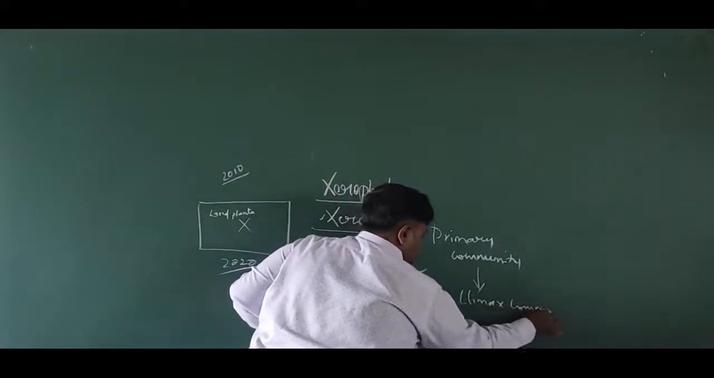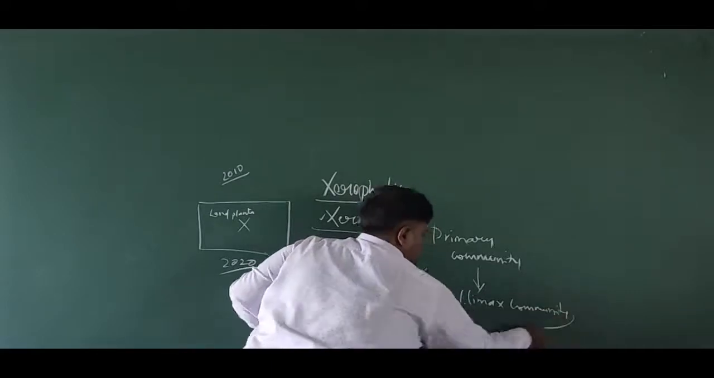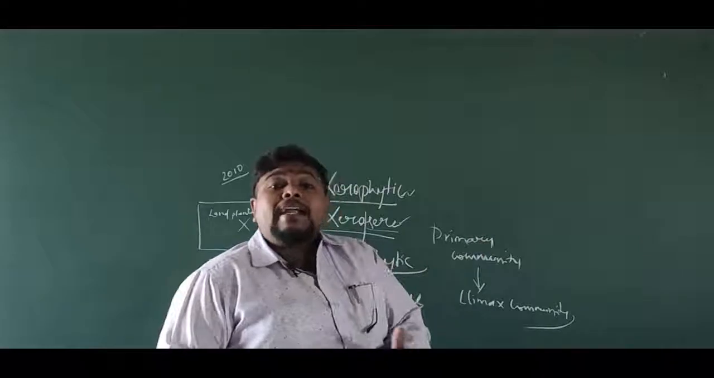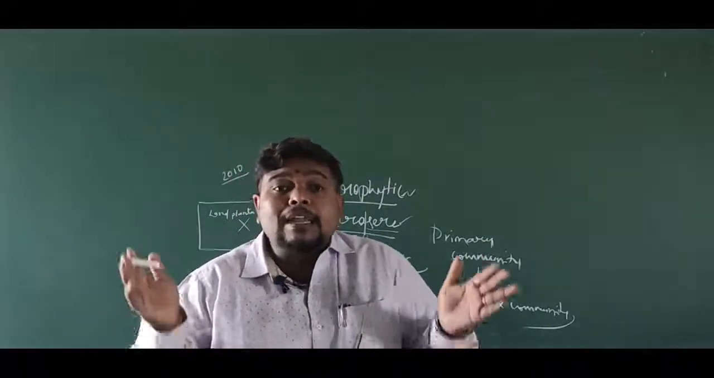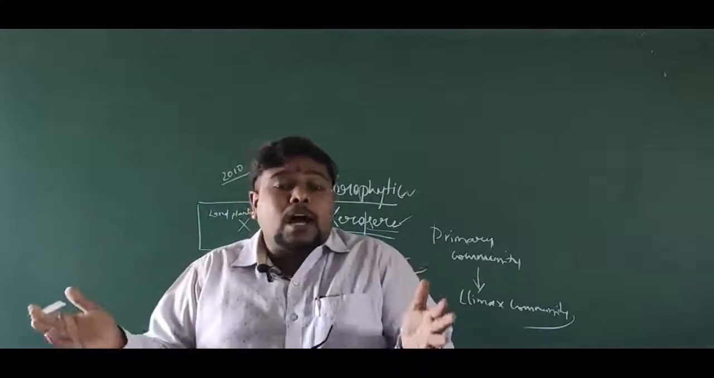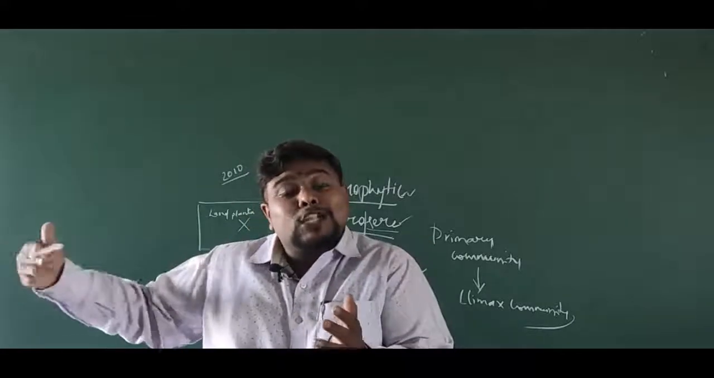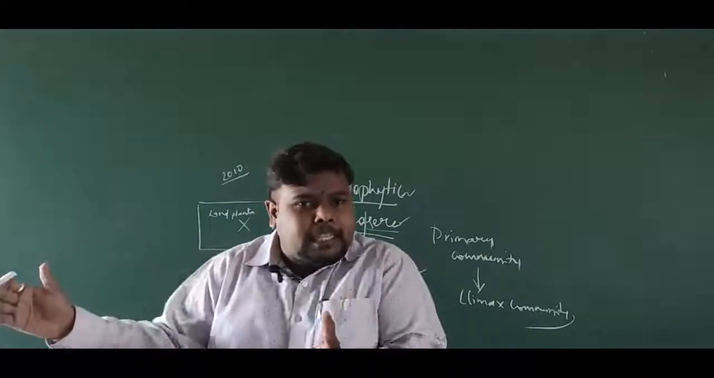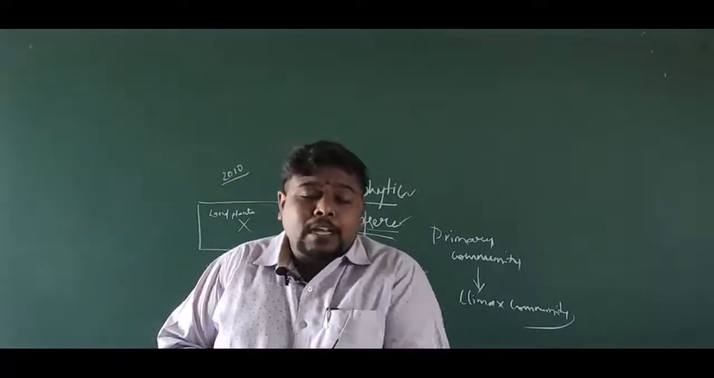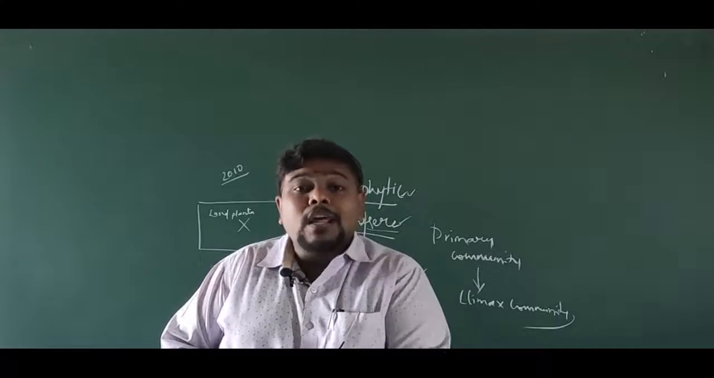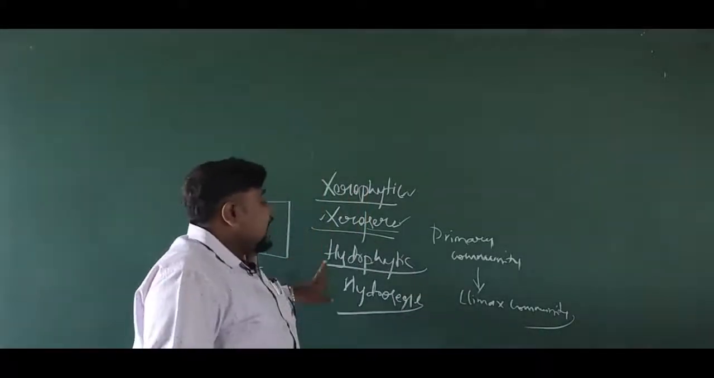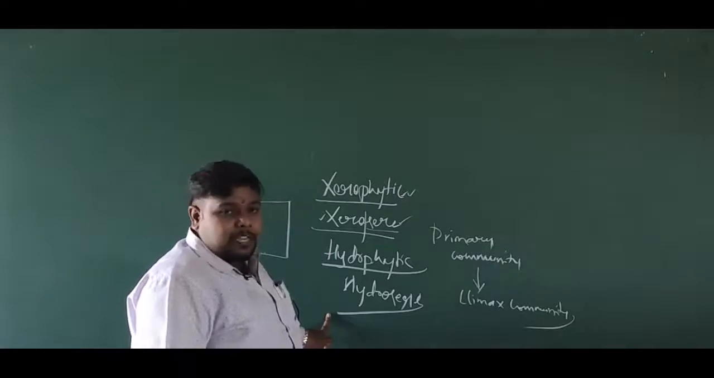What do I mean by climax community? If a piece of land has had that particular type of vegetation for a long period, and it has not changed at all, it is permanent and is not going to change, then that particular community can be called a climax community.